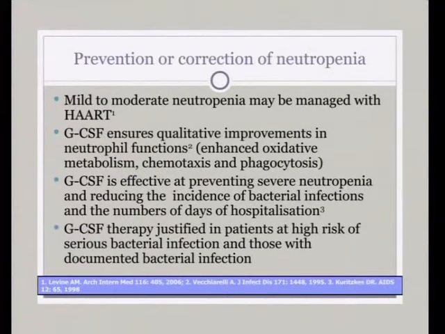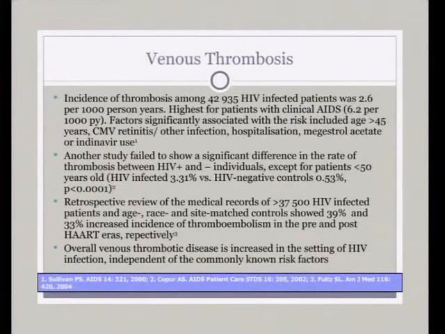in terms of preventative measures. In terms of venous thrombosis, the incidence of thrombosis was judged in a few series amongst more than 42,000 patients that are HIV infected. It was shown to be 2.6 per 1,000 patient years. And for clinical AIDS, it went up to 6.2. And the factors associated with the risk included age more than 45 years, CMV infection, hospitalization, megestrol acetate that was used for patients that were cachectic, and indinavir use.